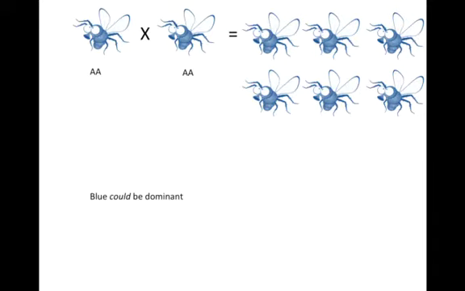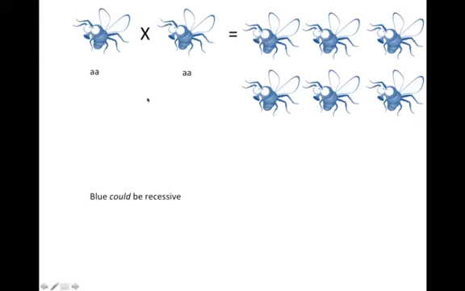Okay, so in this case, blue could be dominant. That could be the case if both of these were homozygous dominant, in which case all of their offspring would also be homozygous dominant and therefore be blue. So this is consistent with blue being dominant. Is this consistent with blue being recessive? Well, if blue were recessive, then both of these parents would have to be a, and so all of their offspring would also be a, and that would be consistent. We would expect a blue crossed with a blue to give us all blue offspring.